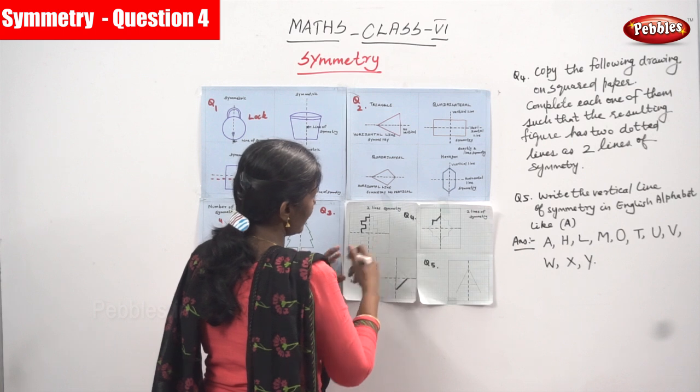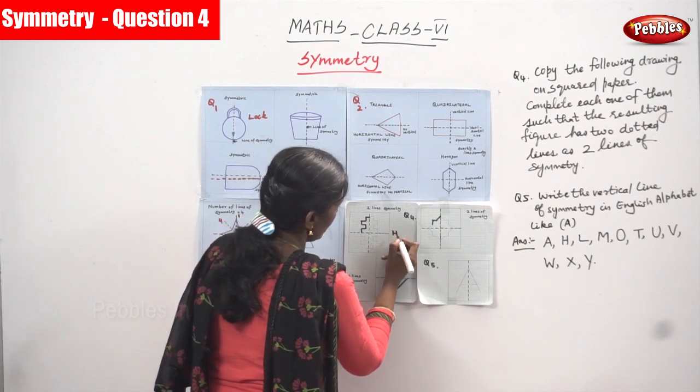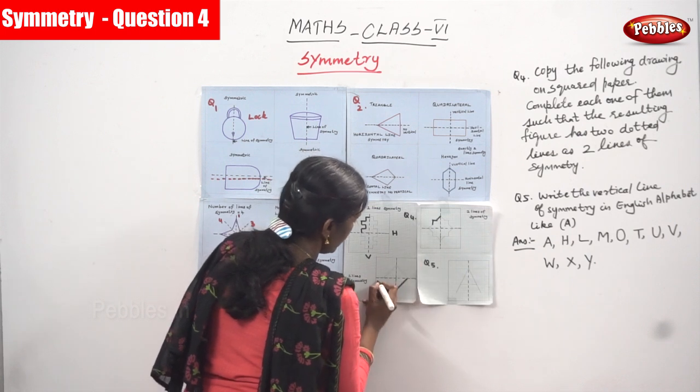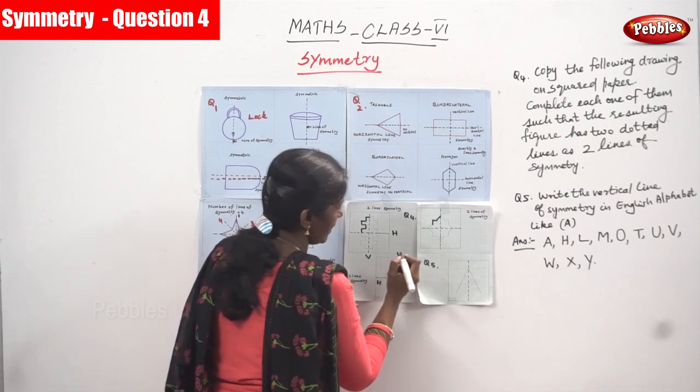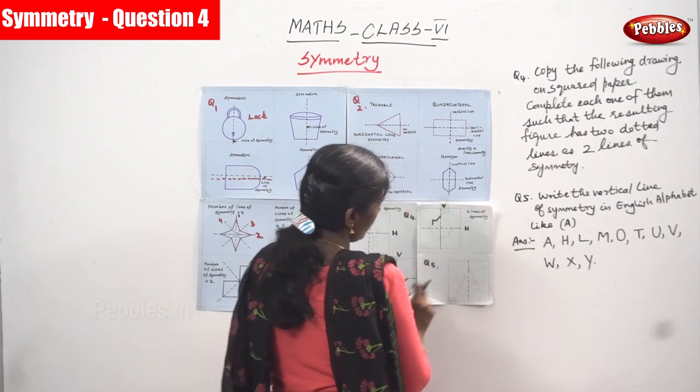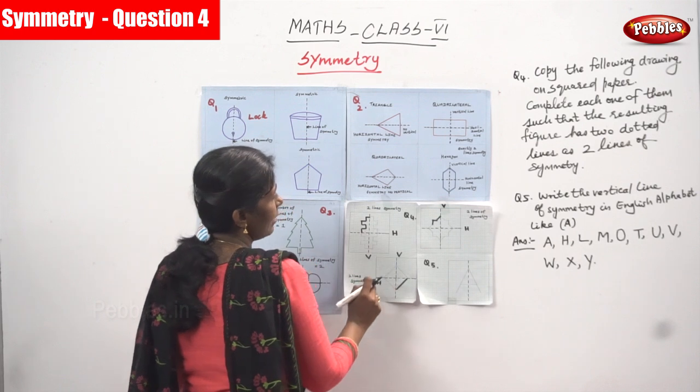One is a horizontal line, this is H. This is the horizontal line and this is called the vertical. Again I will tell you, this is horizontal and this is a vertical line. There are two lines of symmetry given, and we have to copy the picture.